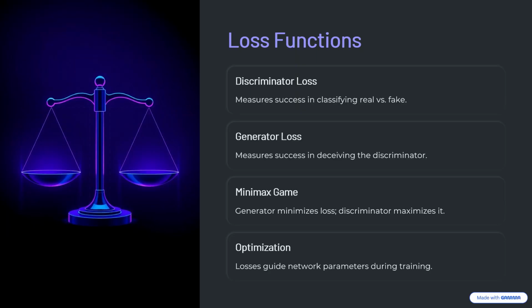Loss functions. The learning process in GANs is guided by loss functions. First, discriminator loss. The discriminator loss measures how well it classifies real versus fake data. Second, generator loss. The generator loss measures how well it can trick the discriminator. This is structured as a minimax game. The generator tries to minimize its loss while the discriminator tries to maximize its own. These losses are critical in optimizing the parameters of both networks during training.